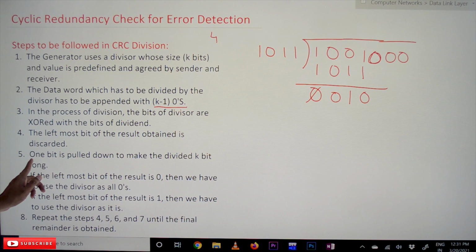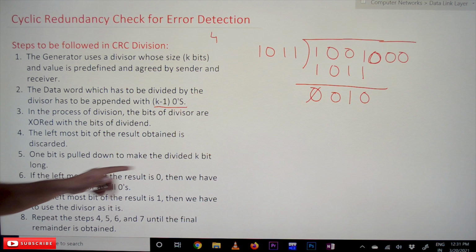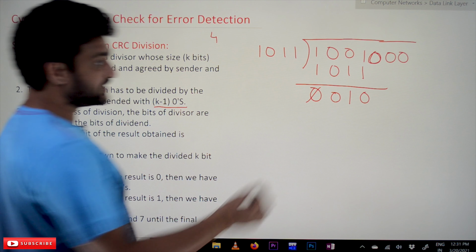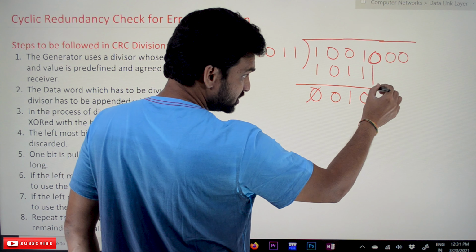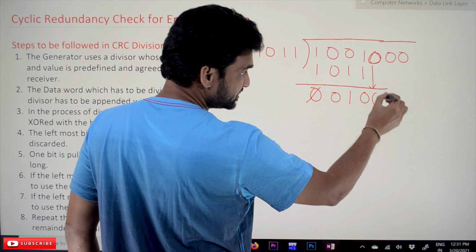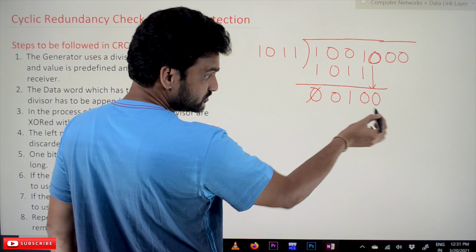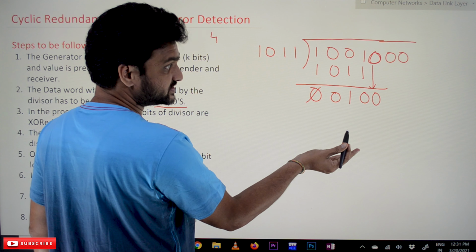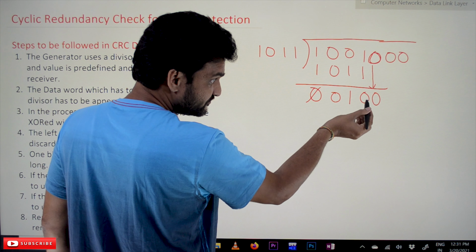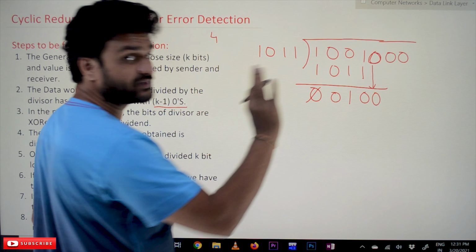The next step is that one bit is pulled down to make the dividend k bits long. So one bit is pulled down, to make the dividend this value, which we are going to do in the next step. So the further division we are going to make 4 bits long.